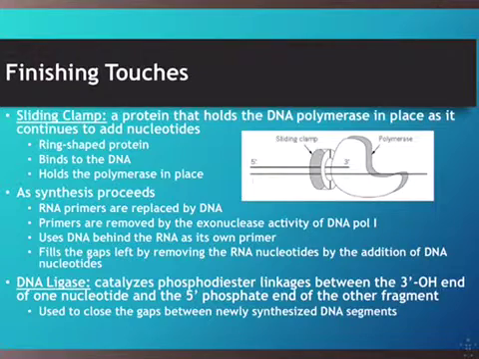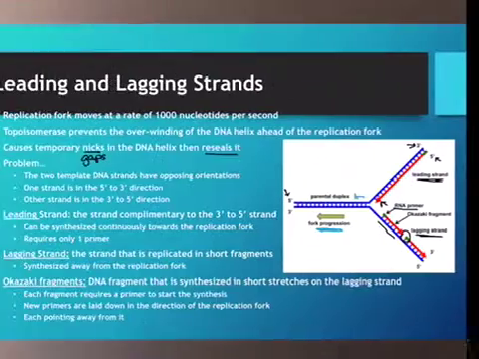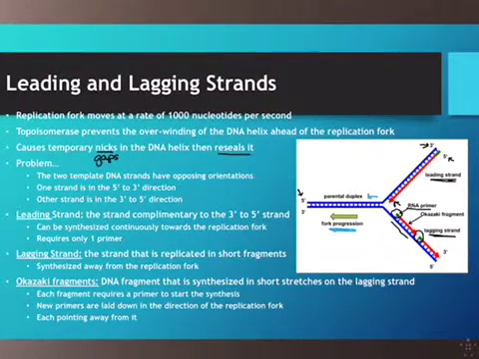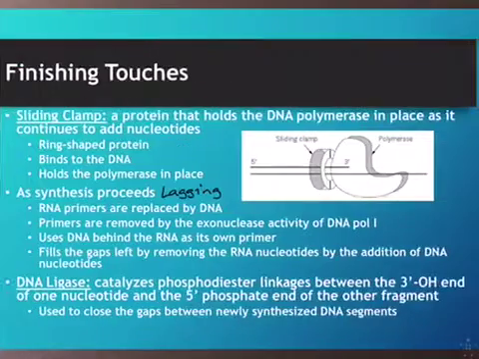As DNA synthesis proceeds, the RNA primers are replaced by DNA. That would be on the lagging strand. So back here where we've got those green RNA primers, eventually they will be replaced by DNA. Here's kind of the process. So the first step is those primers are going to get removed by the exonuclease activity of DNA polymerase 1. So DNA polymerase 1 is going to come in and pretty much cut out those primers, exo meaning out.